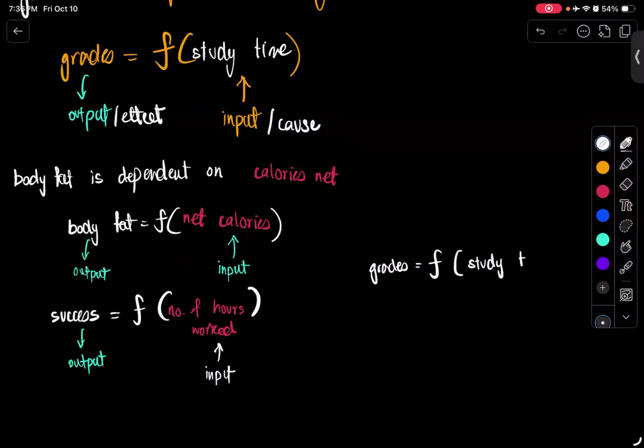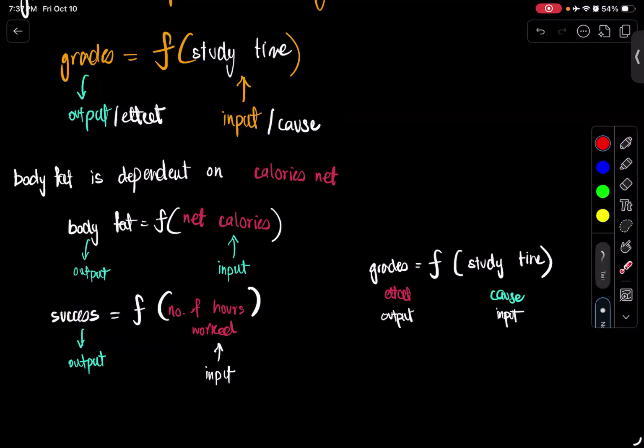Now, what is the cause? I'm sure the study time is your cause and the effect is the grade, right? When you press a certain button of study time, this is the input that you put in, and what is the output you get? What is the result that you get? That's your grades, right? So that's just a way of writing functions. Any questions up till this point, by the way?